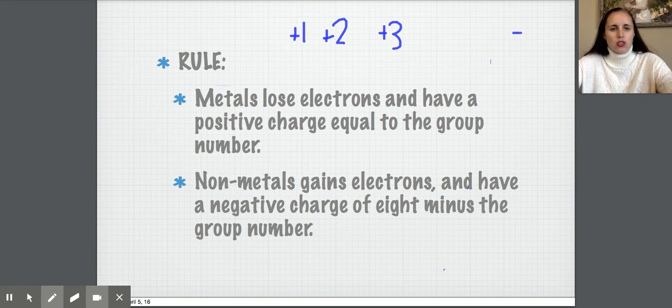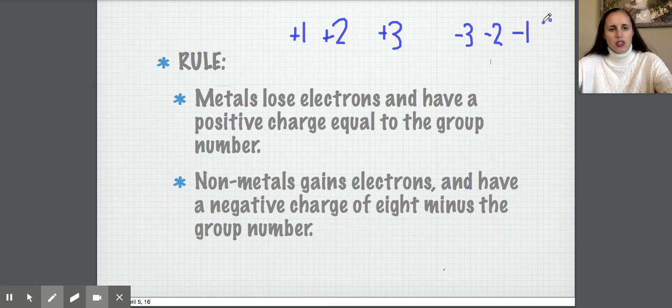Group 17 is going to have a charge of -1. Group 16 over here is going to have a charge of -2. And over here we have group 15. Group 15 is going to have a charge of -3. So you can see we actually have this counting up, 1, 2, 3, and we have this counting down, -1, -2, -3. Now notice that the last column here, noble gases, we ignored.